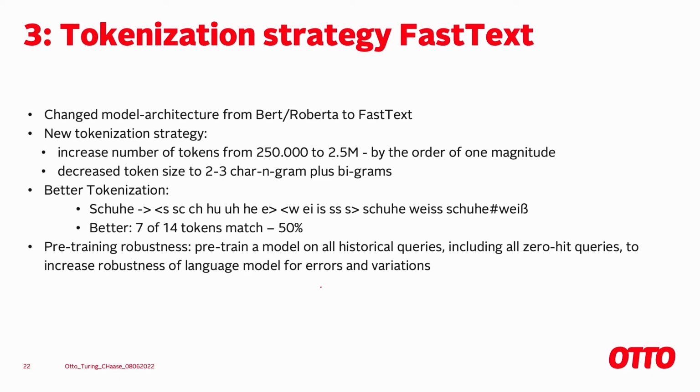And you can see the example here. Schuhe-weiß suddenly has a start sign, SSC, the whole length of tokens representing the word. And then if you insert the same error, you have 7 or 14 tokens matching. So that's much better for error-prone text. So we pre-trained the model on all historical queries, including all zero-hit queries, to increase the robustness to errors and variations.